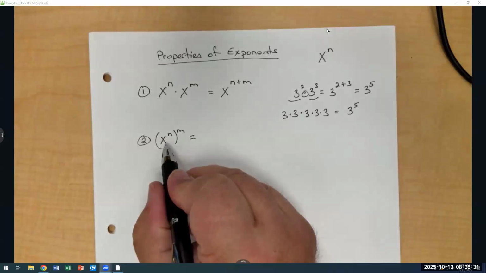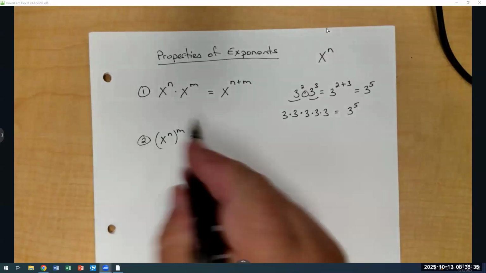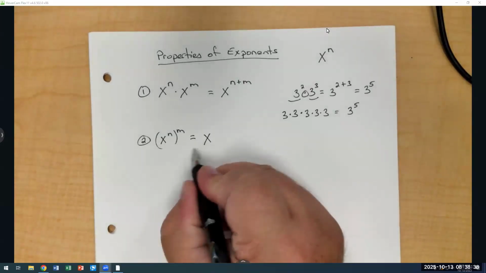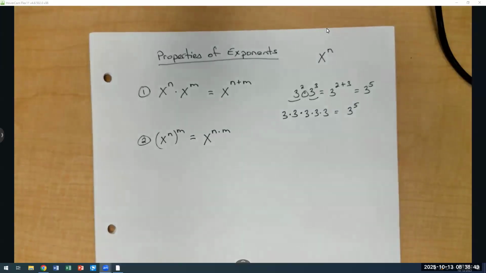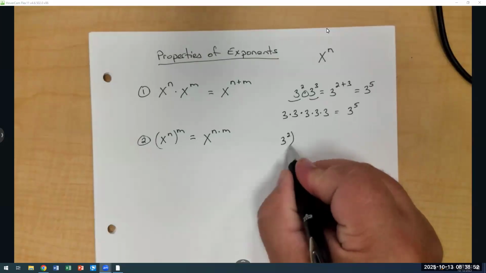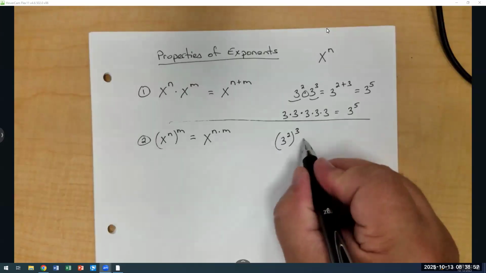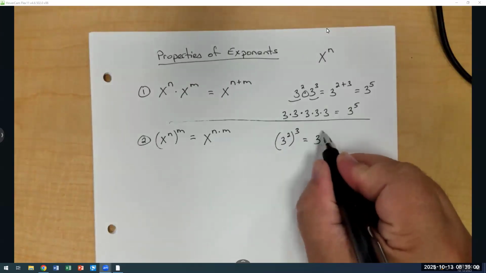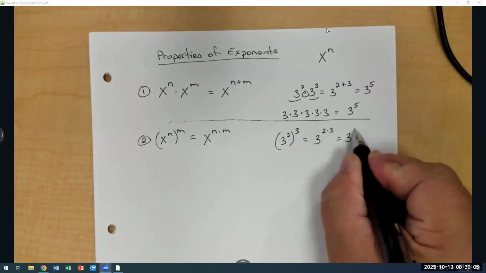If you have an exponential number raised to a power, so a power to a power, keep the base alone, and then multiply the exponents. So if we had 3 squared to the power 3, what that equals is multiply the exponents, 2 times 3, which is 3 to the 6.